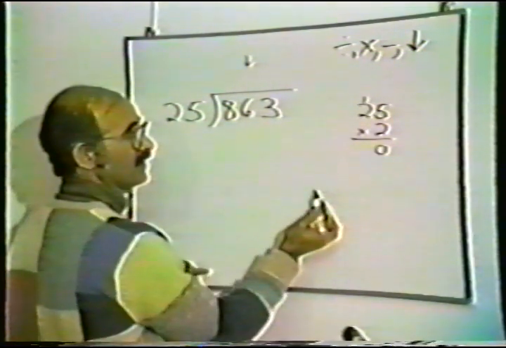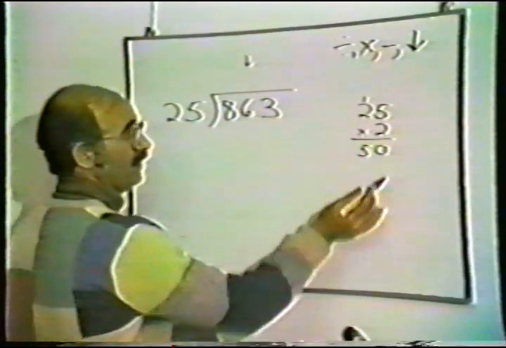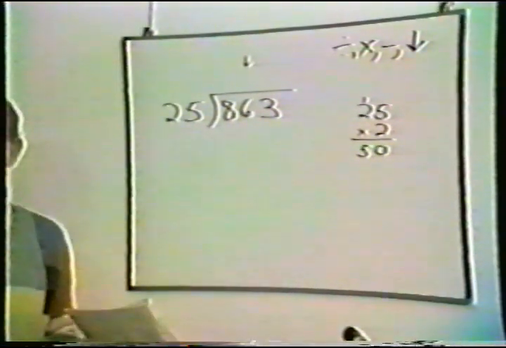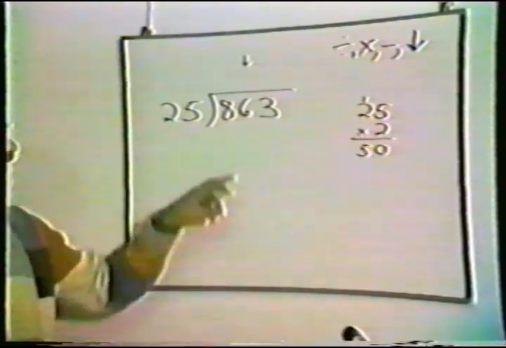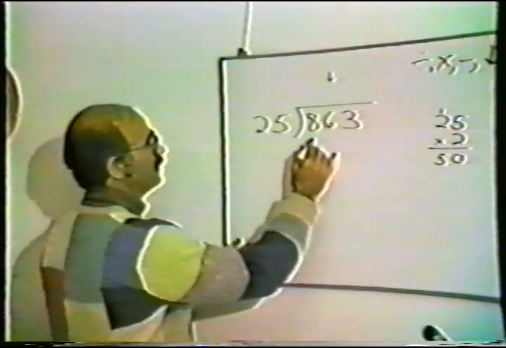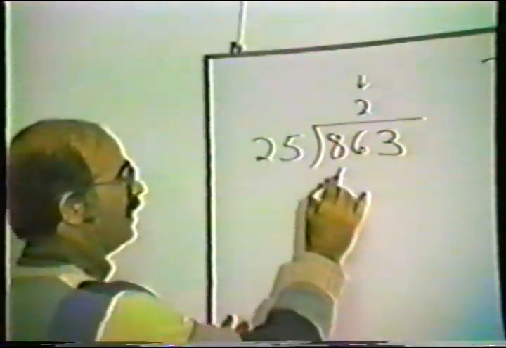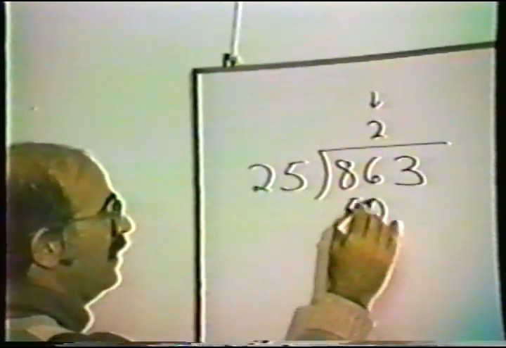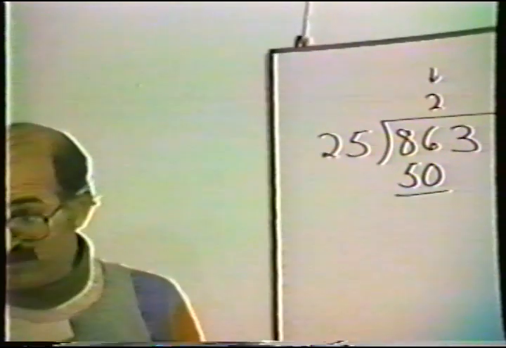2 times 2 is? 4, plus the 1 is 5. 50. Could that be good? Well, we'll see. At least it's not bigger than the 86. Let's try it. Let's put our 2 there and our 50 there. Now, most of you didn't think that it would work very well for some reason.